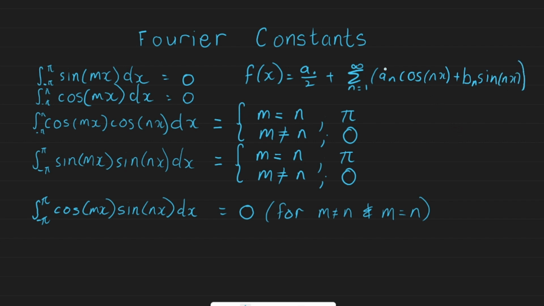So in order for us to be able to write out this Fourier series, we must be able to find these constants a naught, an, and bn. So there is a specific way in which these constants are determined.